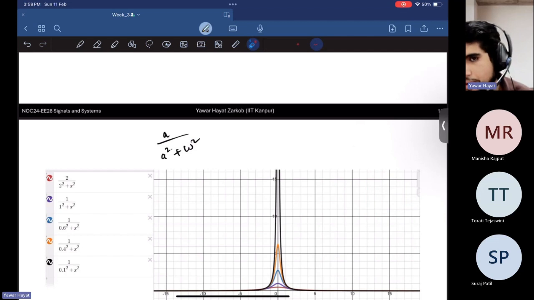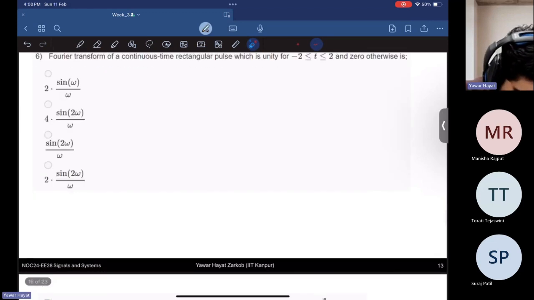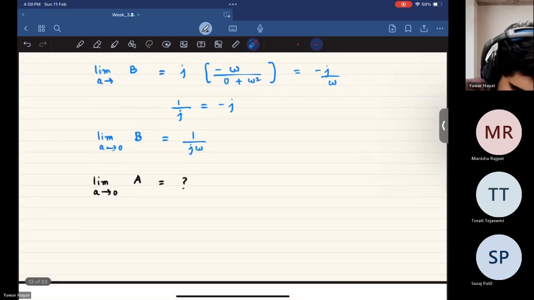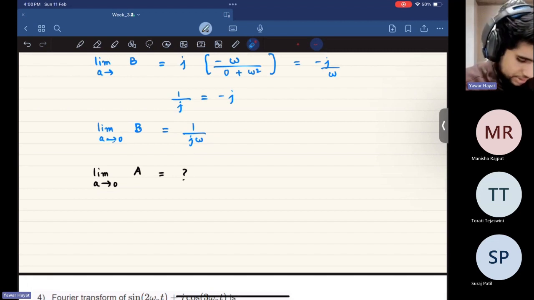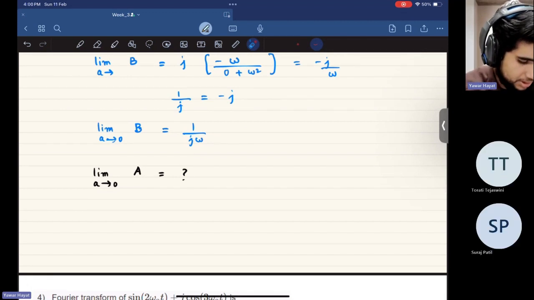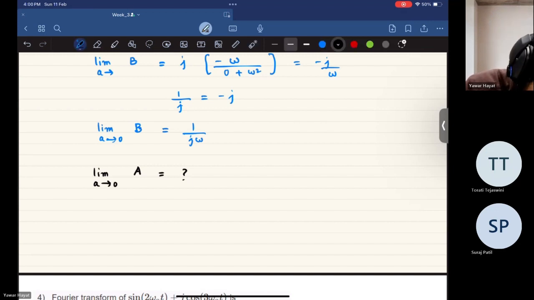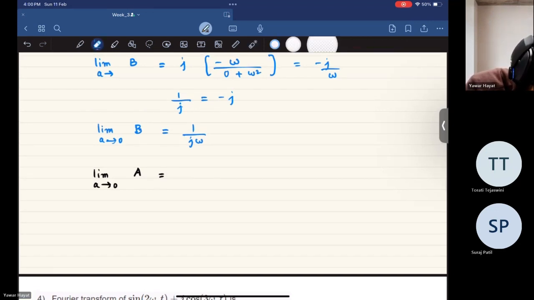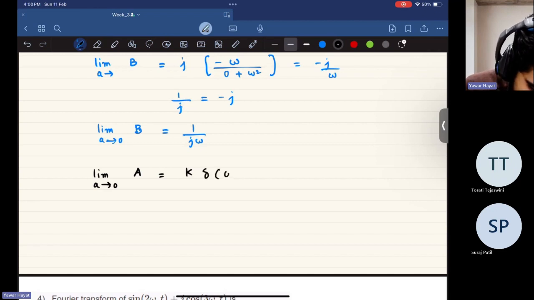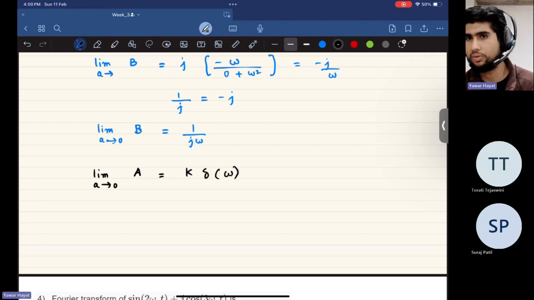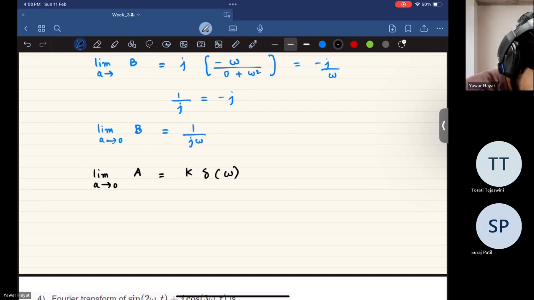Would it be a delta function? Do this exercise, okay? We'll come to the same point, but we'll do this mathematically as well. But the idea is you should at least know that this limit would be a times, I'm not sure about this constant of proportionality, but this would be this del of omega.